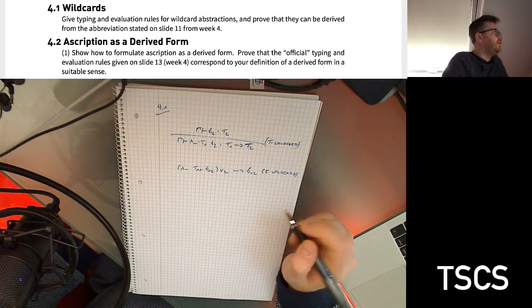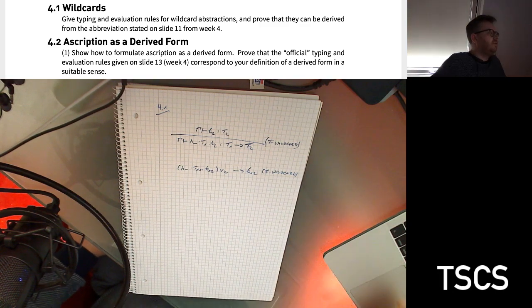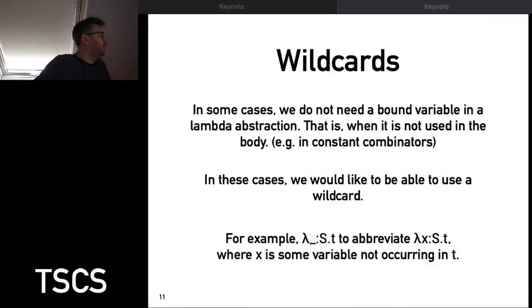How can we prove that they are derived from the abbreviations stated on slide 11 in week 4? Like how this thing at the bottom came to be. Well, as you know, wildcards work in a way like sequencing, so you can do the same proof as for sequencing, and then you're good. Basically, that's the idea here.